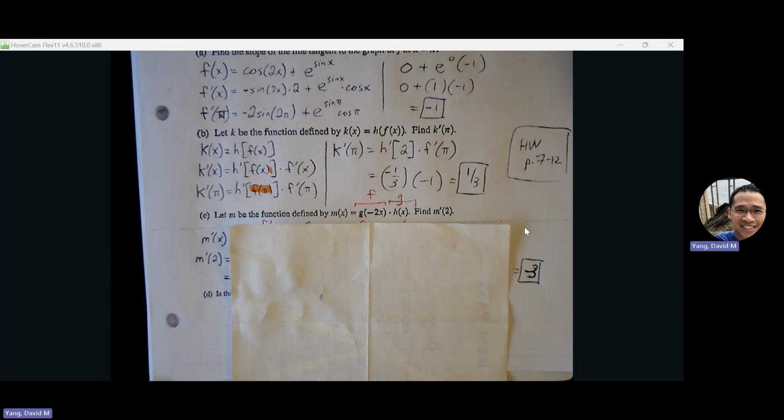So part C says let m be the function defined by m of x equals g of negative 2x times h of x. Find m prime of 2. A two-step process here, or multiple-step process here. We can't just jump into finding m prime of 2. We first have to find the derivative function, and then we can evaluate the derivative at that point.